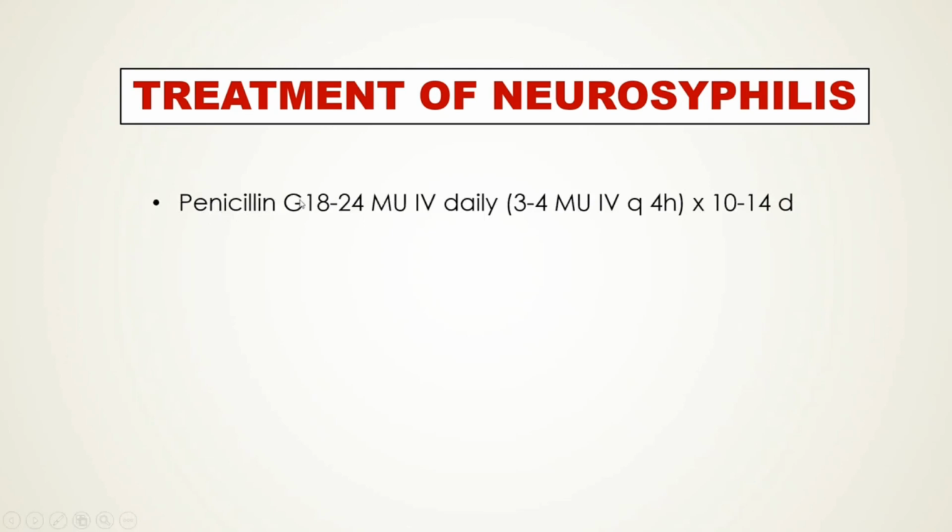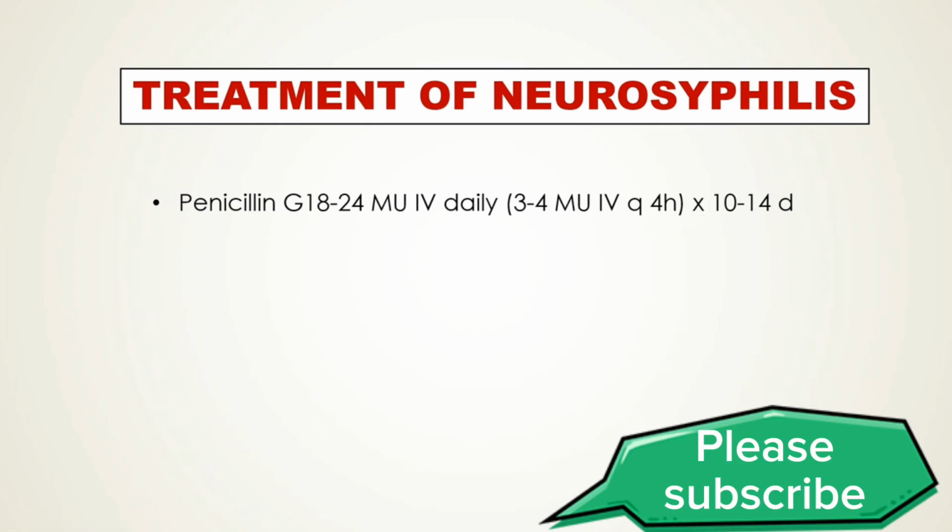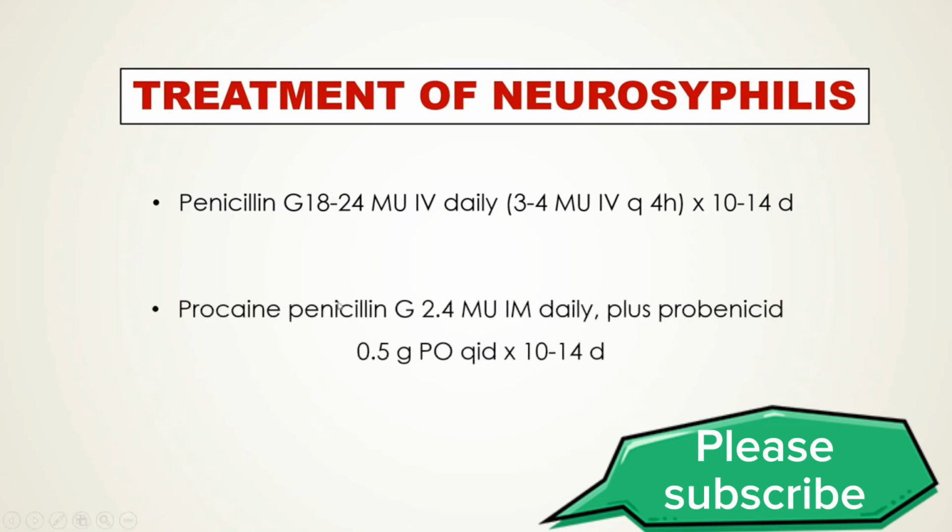This high dose may be around 18 to 24 million units of this drug, given through the intravenous route daily. I mean, it is given around 3 to 4 million units intravenously every 4 hours, and we use it for 10 to 14 days. So this entire course is maintained for 10 to 14 days, right? As the treatment for neurosyphilis is many times a day for many days, this often requires hospitalization and setup of home IV antibiotics. We can also give a drug like procaine penicillin G 2.4 million units intramuscularly daily, plus we can add a drug like probenecid 0.5 grams orally 4 times a day for 10 to 14 days.